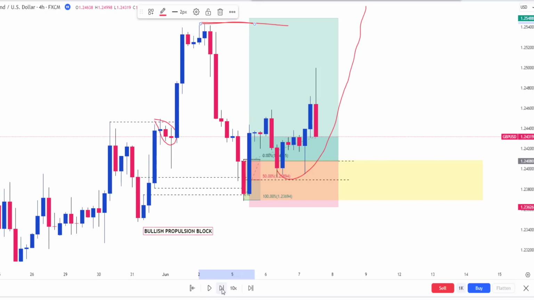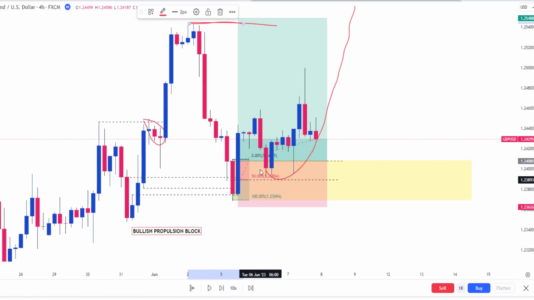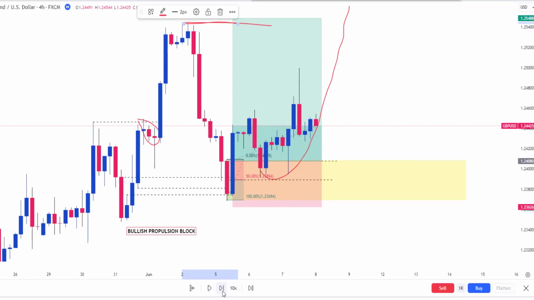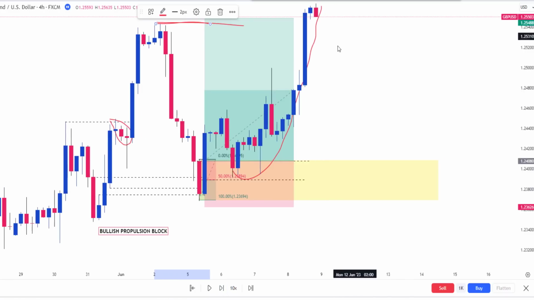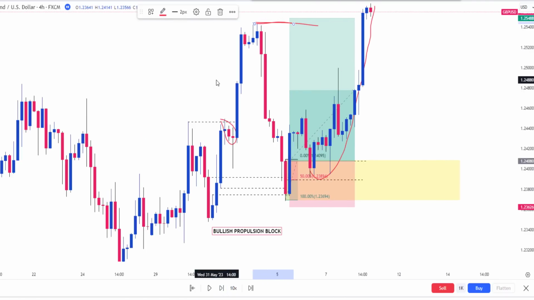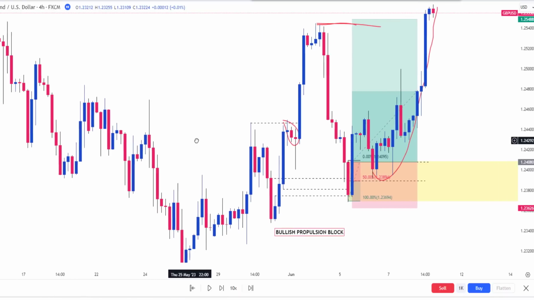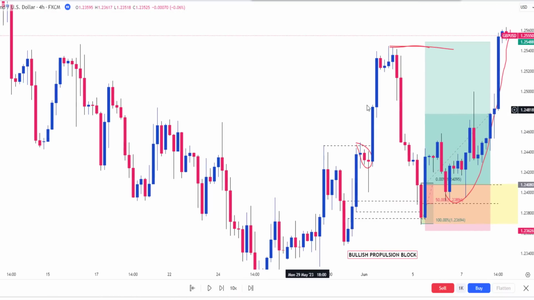So you're going to see this repeating time and again. You can actually see the bodies of the candles respecting the mean threshold. This is the mean threshold line. The bodies of the candles never really traded below it. So that is acting as a propulsion block. Okay, so this is what a propulsion block is. In this example, I gave you an example of a bullish propulsion block. So let me show you a bearish propulsion block quickly. Then we're going to close these examples.